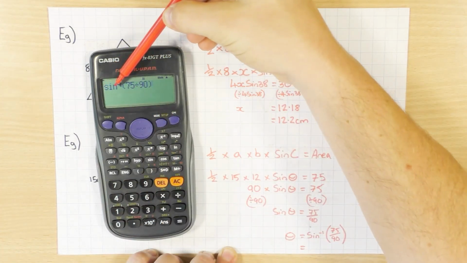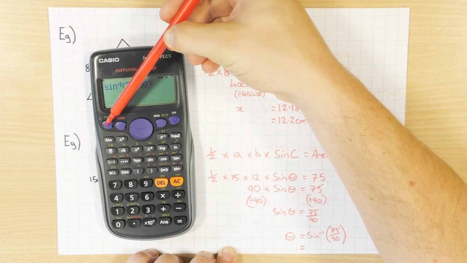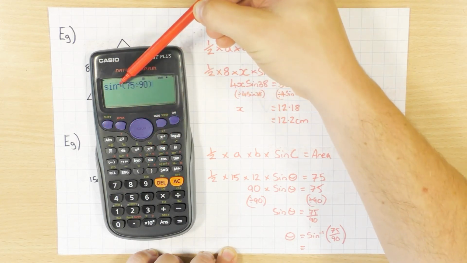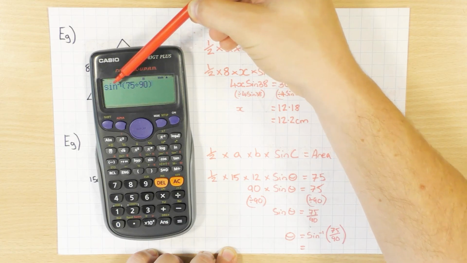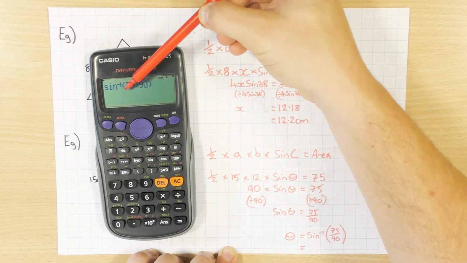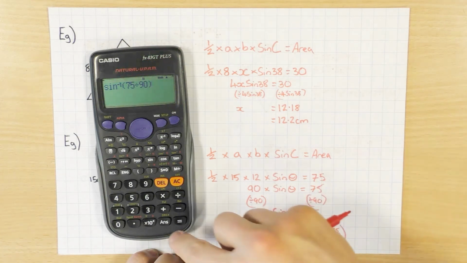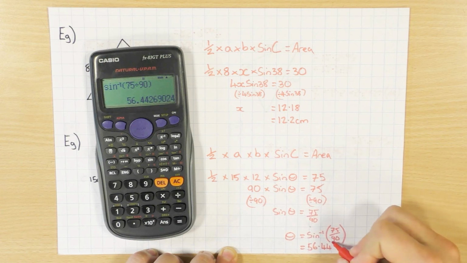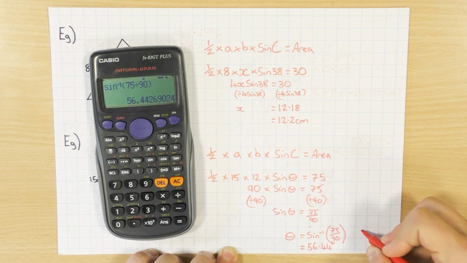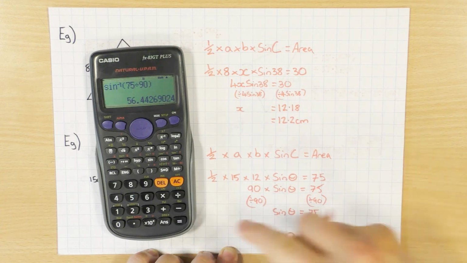So I've got inverse sine. Like I said again, to do that, you do shift sine, and you should notice a little -1. If you haven't got that, you've got the wrong one. So sine to the power of -1, and in brackets 75 divided by 90. I press equals, and I get 56.44 degrees. And again, if I round that to one decimal place, let's call it 56.4 degrees.